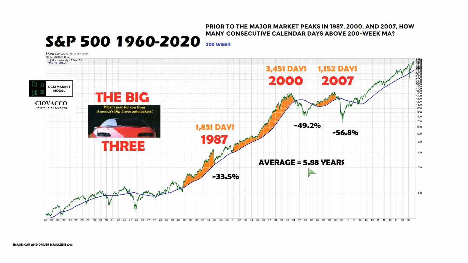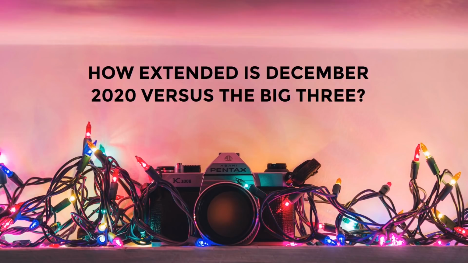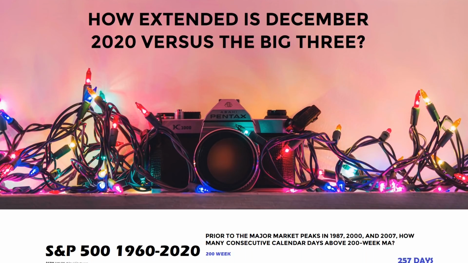How does December of 2020 compare? Better, worse, or about the same? The answer is quite a bit better. It's not 1,831 calendar days. It's not 3,451 calendar days. It's not 1,152 calendar days. It's a much more muted 257 calendar days, or less than 1 year. Allowing us to answer this question with: not very extended relative to the big three.